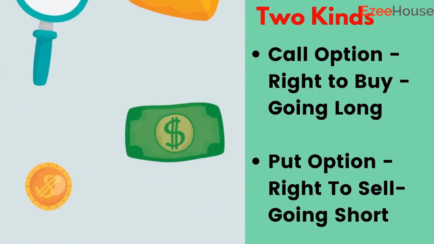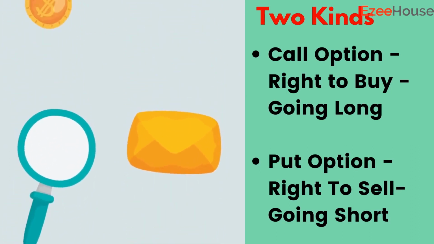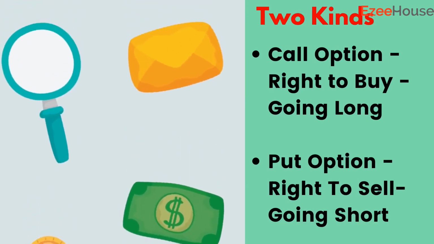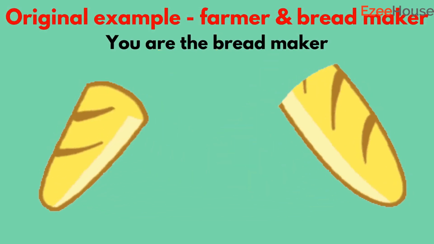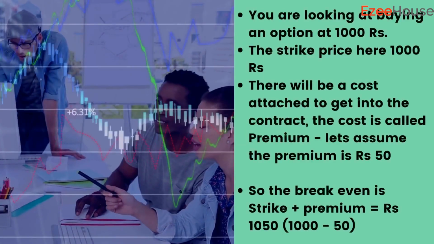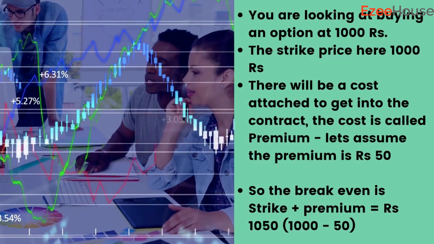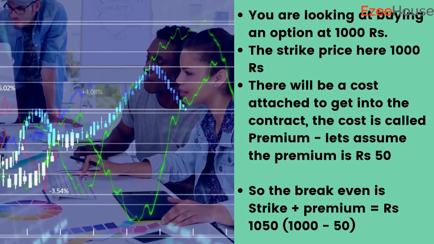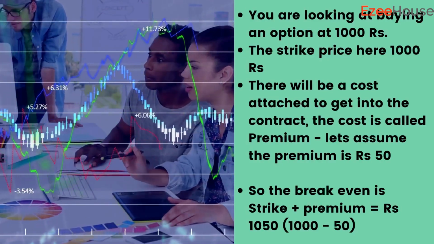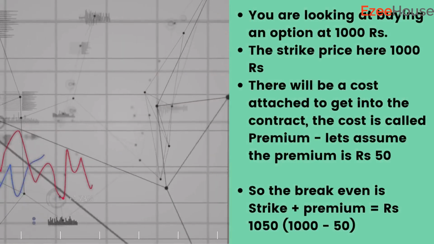Now let's go back to the original example and imagine you're the bread maker and you're looking at buying an option at 1,000 rupees because you want to make sure that at the time of harvest you can buy the wheat at 1,000 rupees. Now the strike price over here is 1,000 rupees. There'll be a cost attached to getting into the contract, and that cost in options cases is called premium. So let's assume that the premium is 50 rupees.